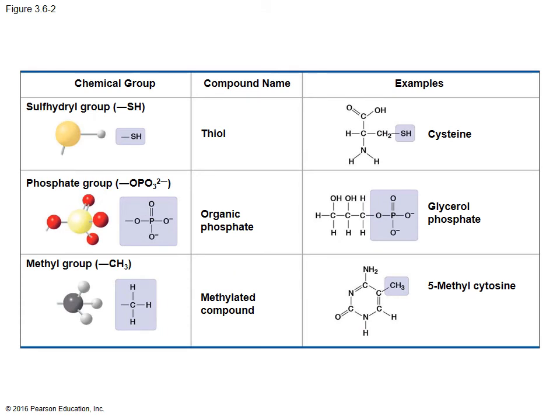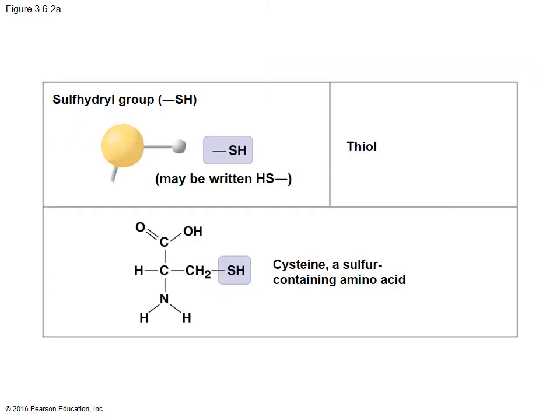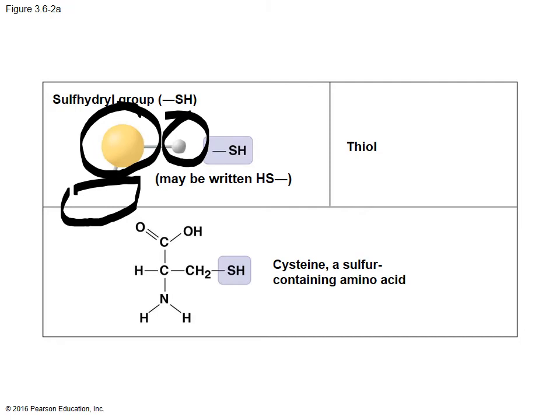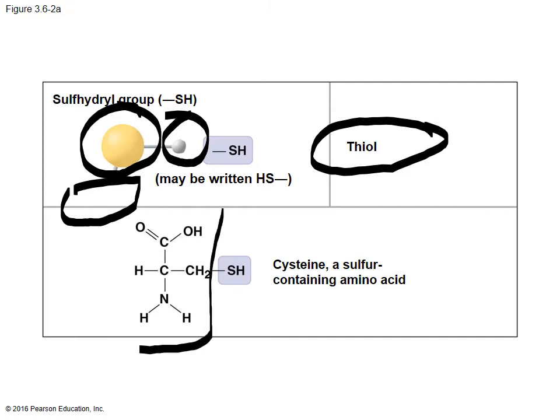All right, so those were the first 4. These are the last 3. So you have the sulfohydryl group, the phosphate group, and then the methyl group. So sulfohydryl group, again, another easy one to remember. It's the only one with sulfur present. So here's your sulfur atom, and here's your hydrogen atom, and on the back side, you can have whatever chain you want. They're referred to as thiols.